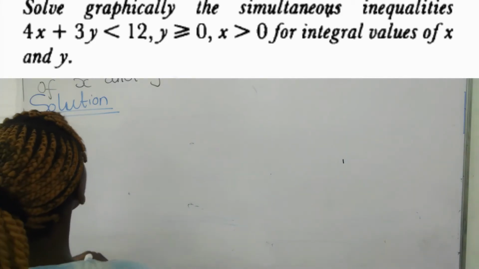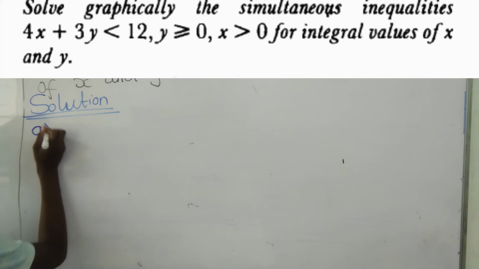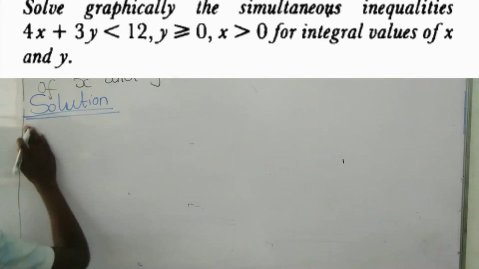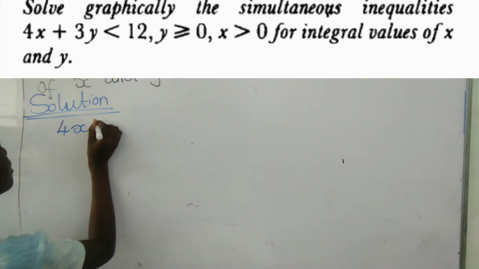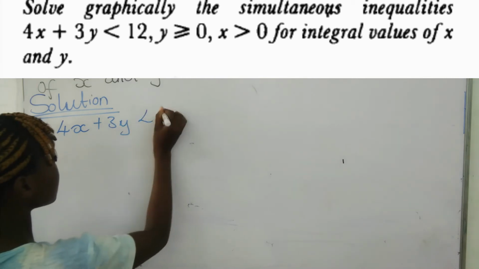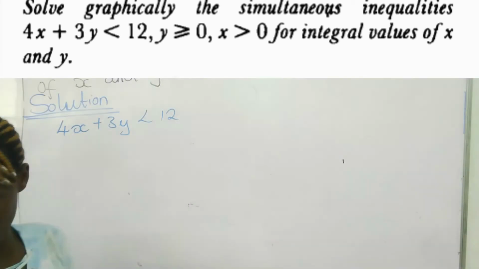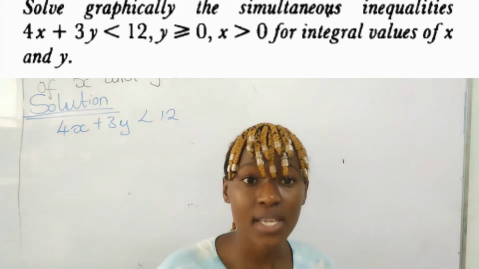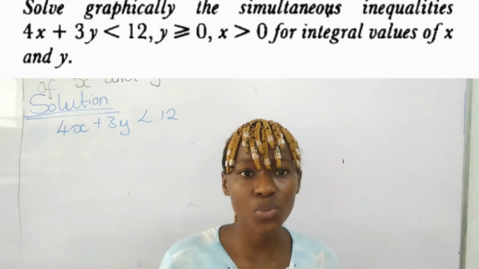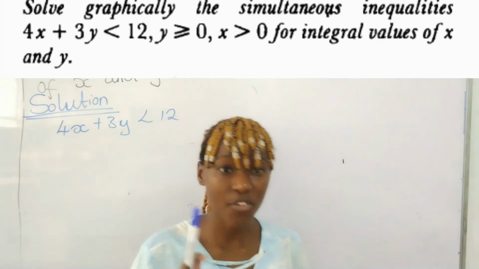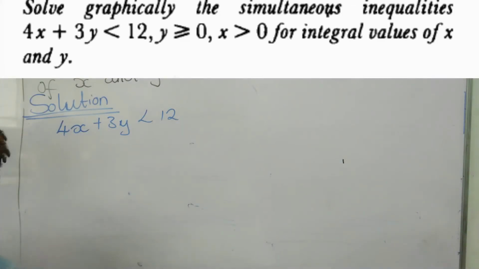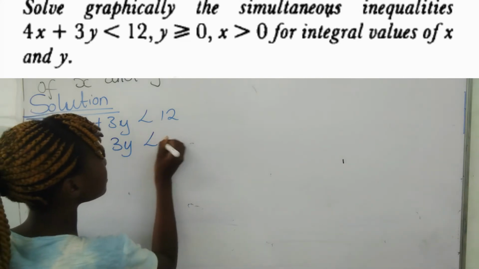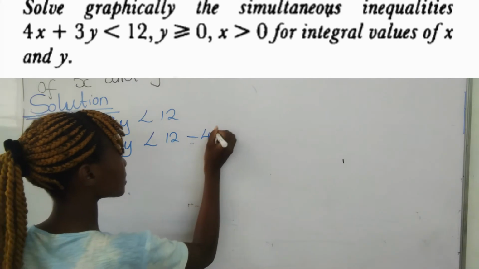For the first part, it reads 4x plus 3y less than 12. The rule for this part is that y is made the subject of the inequality in order to determine the region required. So you need to make y the subject of the inequality first. We are going to do that first, so here it's going to be 3y less than 12 minus 4x.